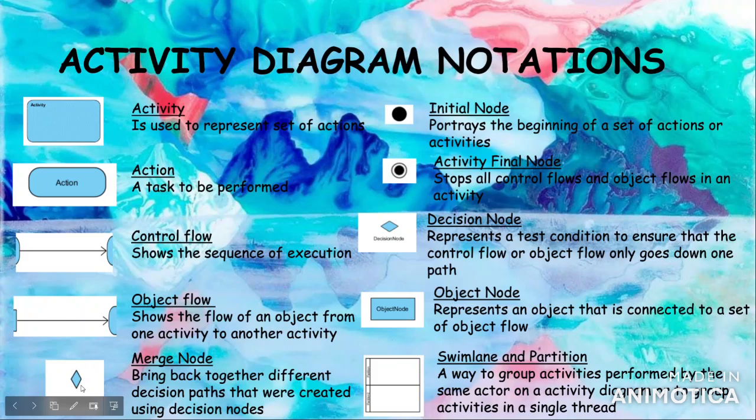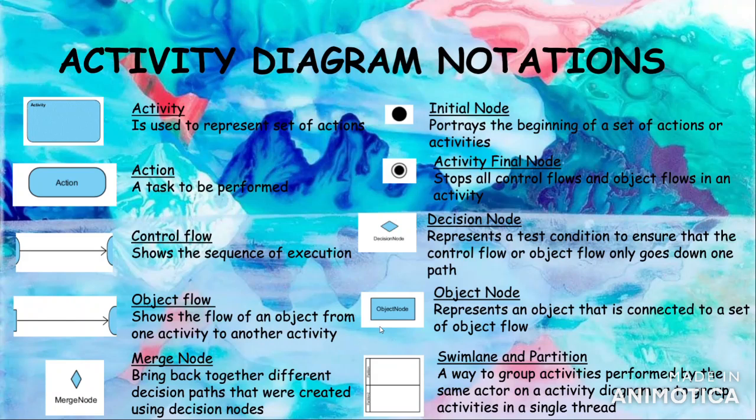This is the merge node. It brings back together different decision paths that were created using decision nodes. This is the initial node. It portrays the beginning of a set of actions or activities. This is the activity final node. It stops all control flows and object flows in an activity. This is the decision node. It represents a test condition to ensure that the control flow or object flow only goes down one path.